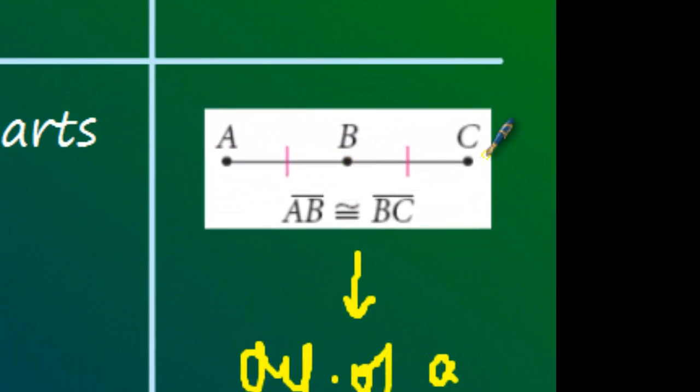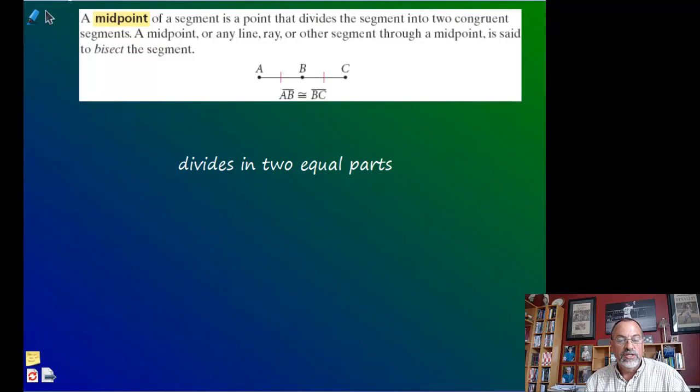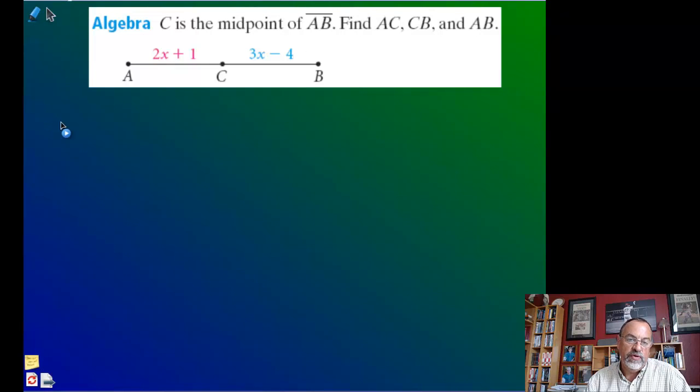Has AC been cut into 2 equal parts? Yes. By what point? B. Well, how do we know that? That's the definition. That's what a midpoint does. So whenever you use midpoint, that's going to be the definition of a midpoint. So let's do a few examples, and I'm going to use some examples that have to do with the segment addition postulate as well. Seeing how we've been talking about midpoint, let's do that one first.